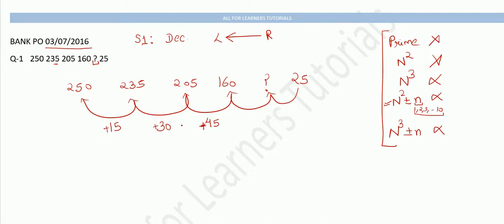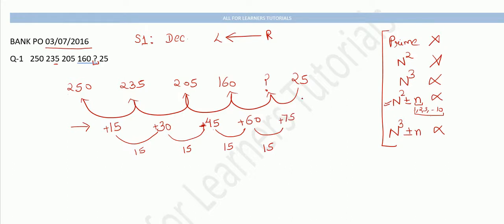Now, what I said: when you get the addition factors, just try to find out the relation between them. 15, 30, 45: what is the relation you are getting? It is the series of 15s. Now again plus 15 you will do, it will come out to be plus 60. And here also plus 15, this will come out to be 75.